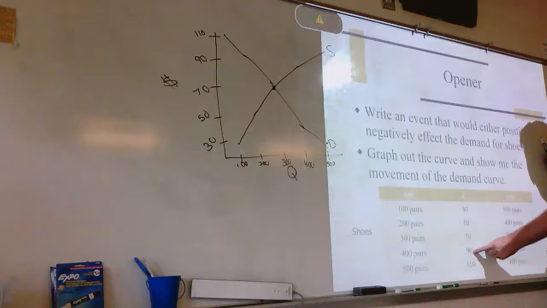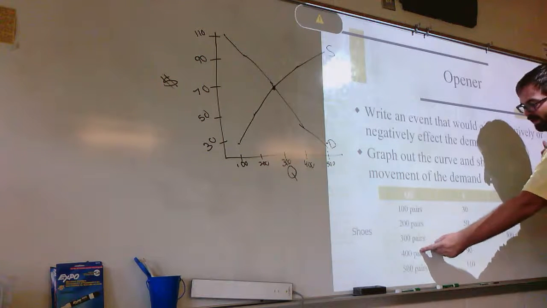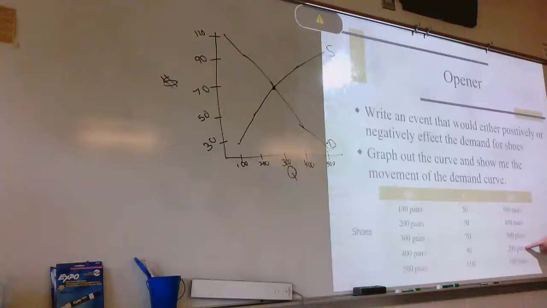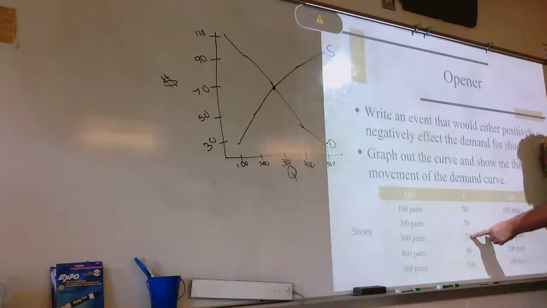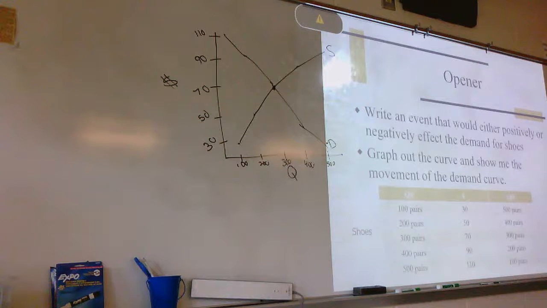If I raise my prices to $90, I'd be willing to supply 400, but only 200 pairs would be bought. So I'd have 200 pairs left over. I'd have a surplus of 200 pairs. So an equilibrium price is the highest point a business should raise their prices, otherwise they'll start losing out on profit.